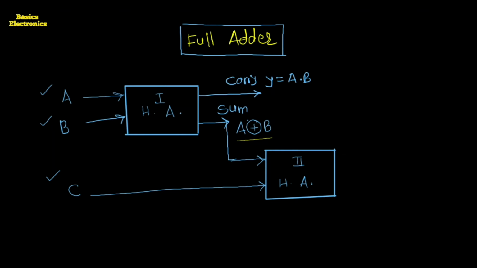The first output is the carry, and the second output is the sum. This sum is the final sum, which is given by y equals A XOR B XOR C. Okay, this is the equation for the sum of the full adder using the two half adders.